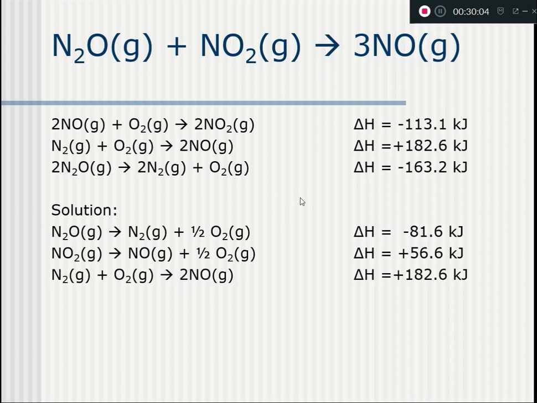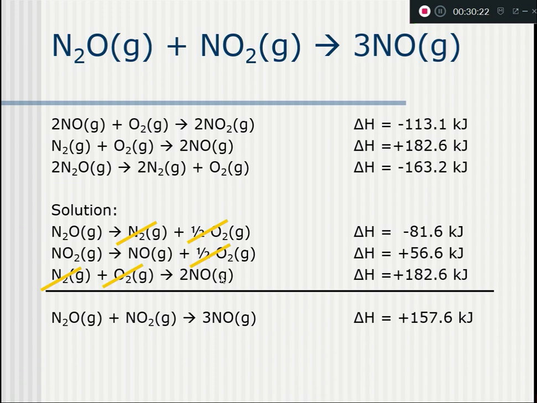And then let's see whether they add up. So let's see, get rid of my nitrogens, get rid of my oxygens, and notice what I have left over. N2O, NO2, N2 plus 3 NOs. So it all adds up nicely. Therefore, if these reactions add up to give me my overall reaction, then these heats will add up to give me the overall heat. It absorbs 157.6 kilojoules of energy. Okay, so that's Hess's law.